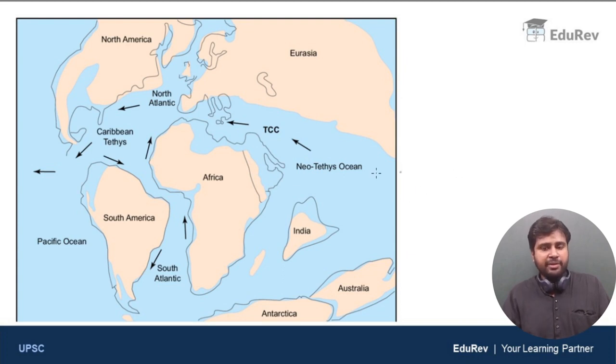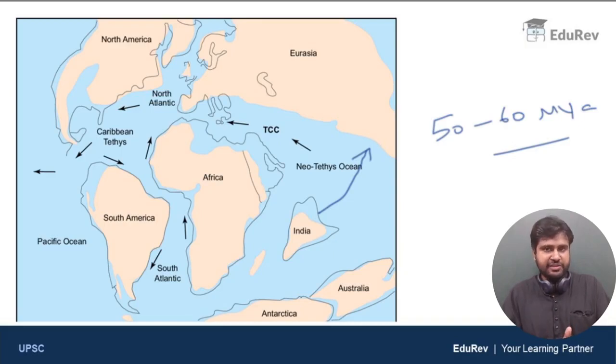Now what happened here? The Indian plate started drifting in this direction and it collided with the Eurasian plate. Okay, so somewhere between 50 to 60 million years ago. We don't know the exact date. So this is the date range, a rough estimation. So somewhere between 50 to 60 million years ago, the Indian plate drifted and collided with the Eurasian plate due to the movement of tectonic plates. Clear?